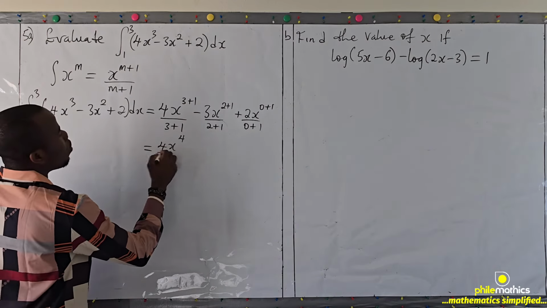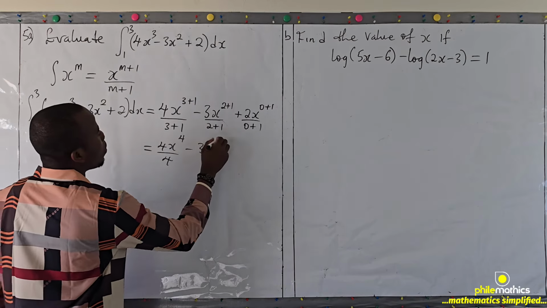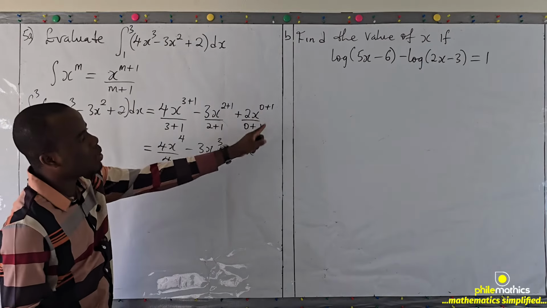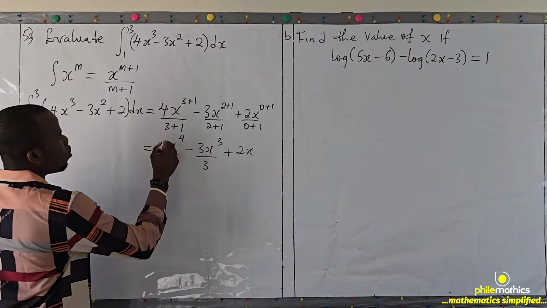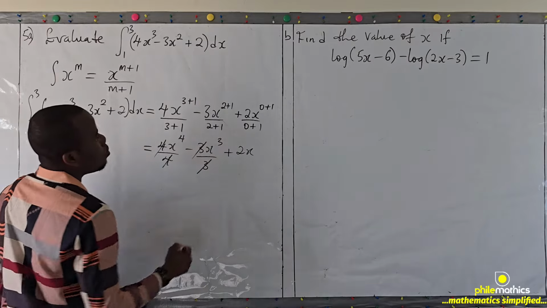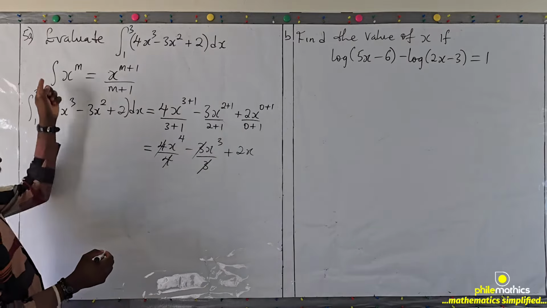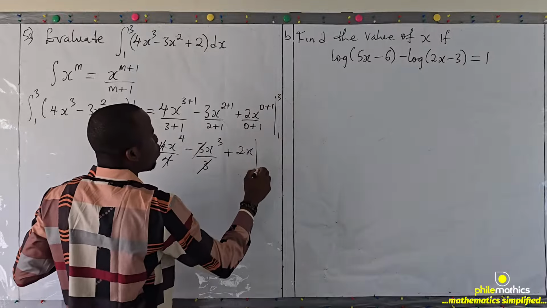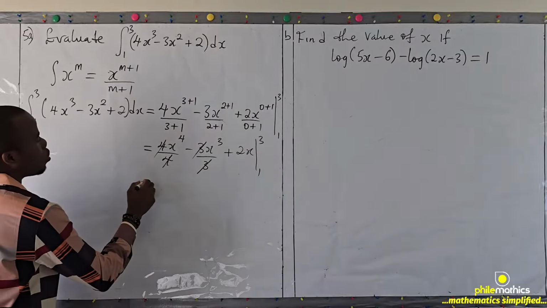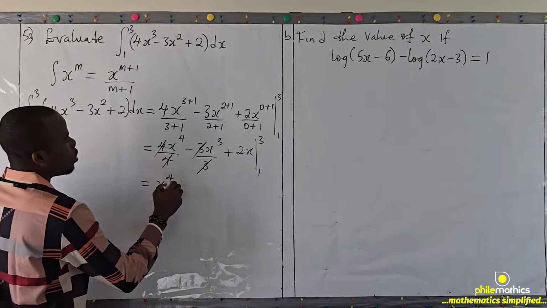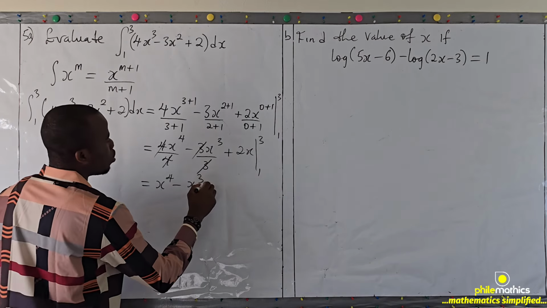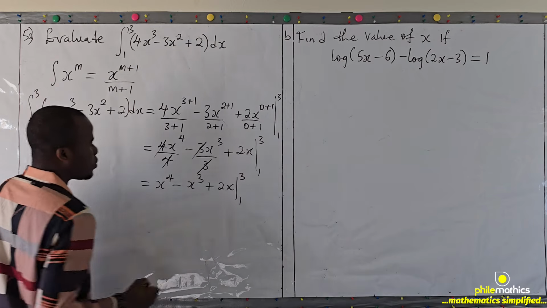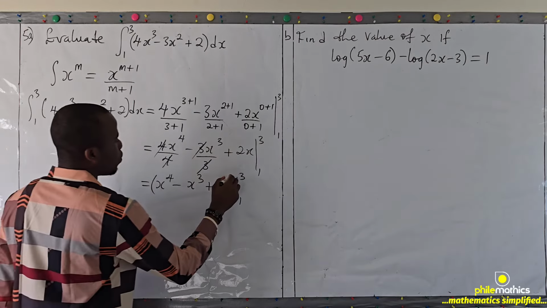4x to the power 4 over 4 minus 3x to the power 3 over 3 plus 2x. Because this is 1 and this is 1. This can go with this, can go with this. But don't forget, we're evaluating it from 1 to 3. So this limit is from 1 to 3. So this is x to the power 4 minus x cubed plus 2x from 1 to 3, as everything is from 1 to 3.